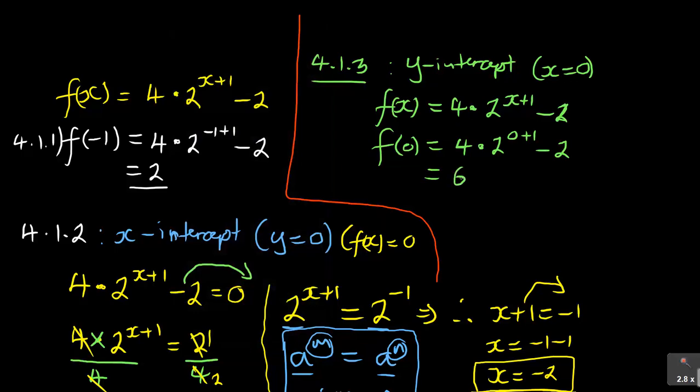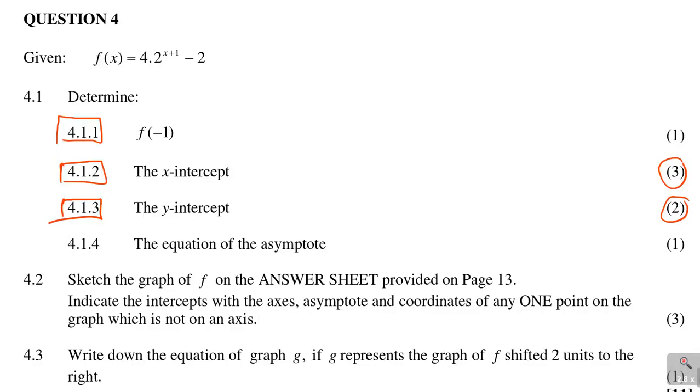So we have got 6, that is f of 0, and you can still put this in coordinate form to say when x is equal to 0, y is equal to 6. So this is the y-intercept. All right, now the question 4.1.4, it says the equation of the asymptote.